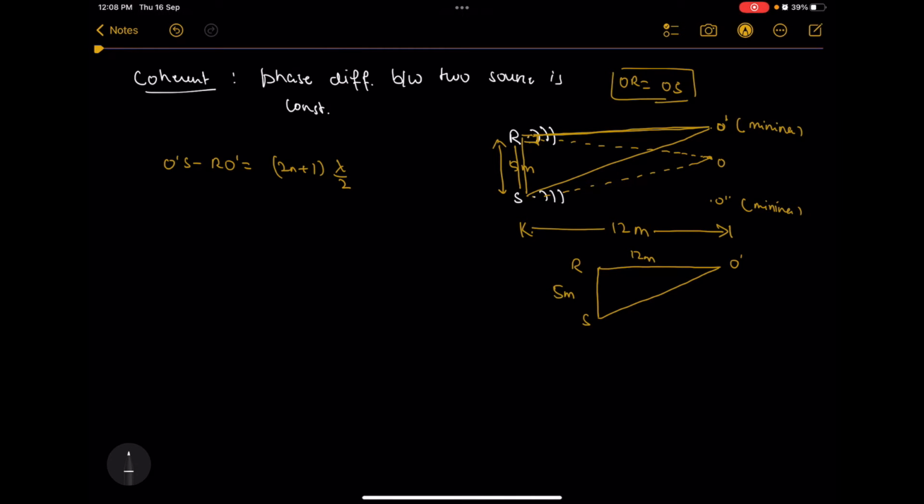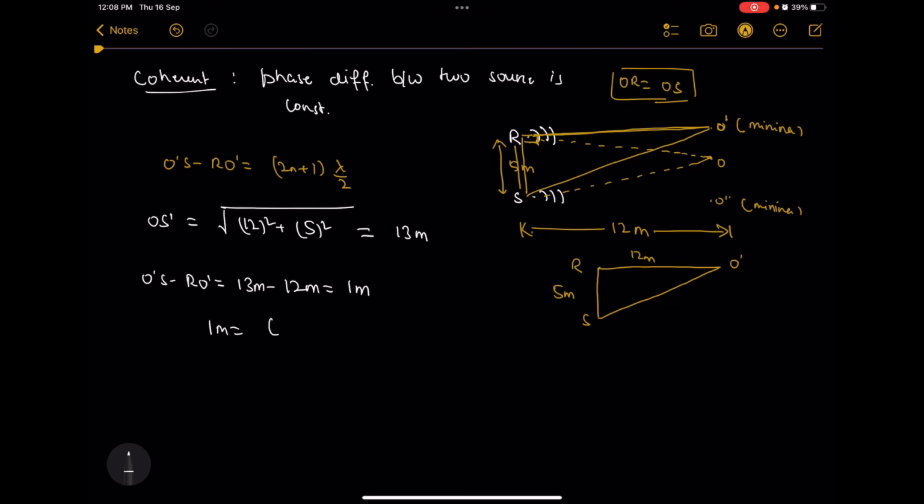Let's calculate OS from the diagram. Using the Pythagoras theorem, OS is the square root of 12 squared plus 5 squared, which is 13 meters. So O dash S minus R O dash is 13 meters minus 12 meters, which equals 1 meter. So 1 meter is equal to (2n plus 1) lambda by 2.